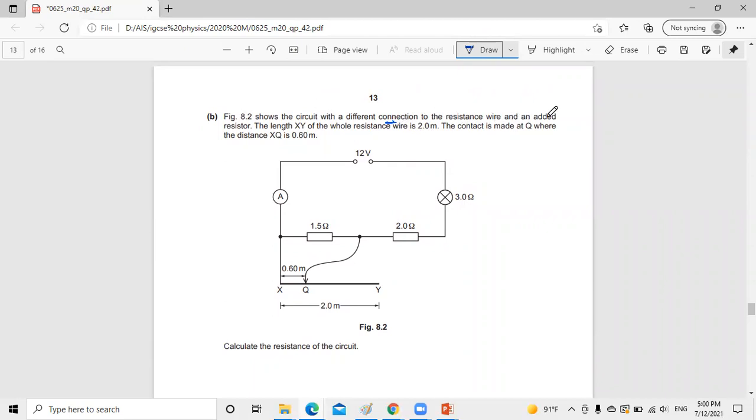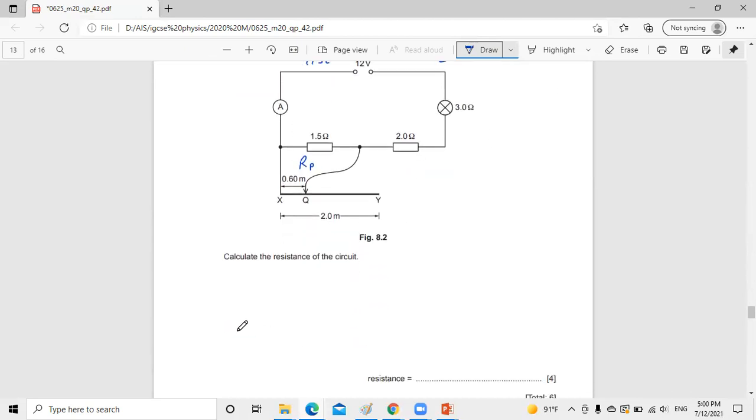Now, the length XY of the whole resistance wire is 2 meter, which was 6 ohm. Its contact was made at Q where the distance XQ is only 0.6 meter. So instead of 2 meter that has 6 ohm, I now have 0.6 meter, and I don't know how much resistance it has. This one is connected in parallel with 1.5 ohm. These two are connected in parallel, so I will find their combined resistance in parallel, then add it with the other two in series. They ask: calculate the resistance of the whole circuit.